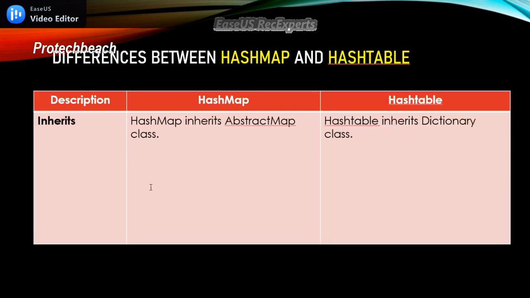Finally, we'll see what they inherit in HashMap and Hashtable. HashMap inherits the AbstractMap class, and Hashtable inherits the Dictionary class. So these are the few differences between HashMap and Hashtable. Let's quickly go through them one by one.